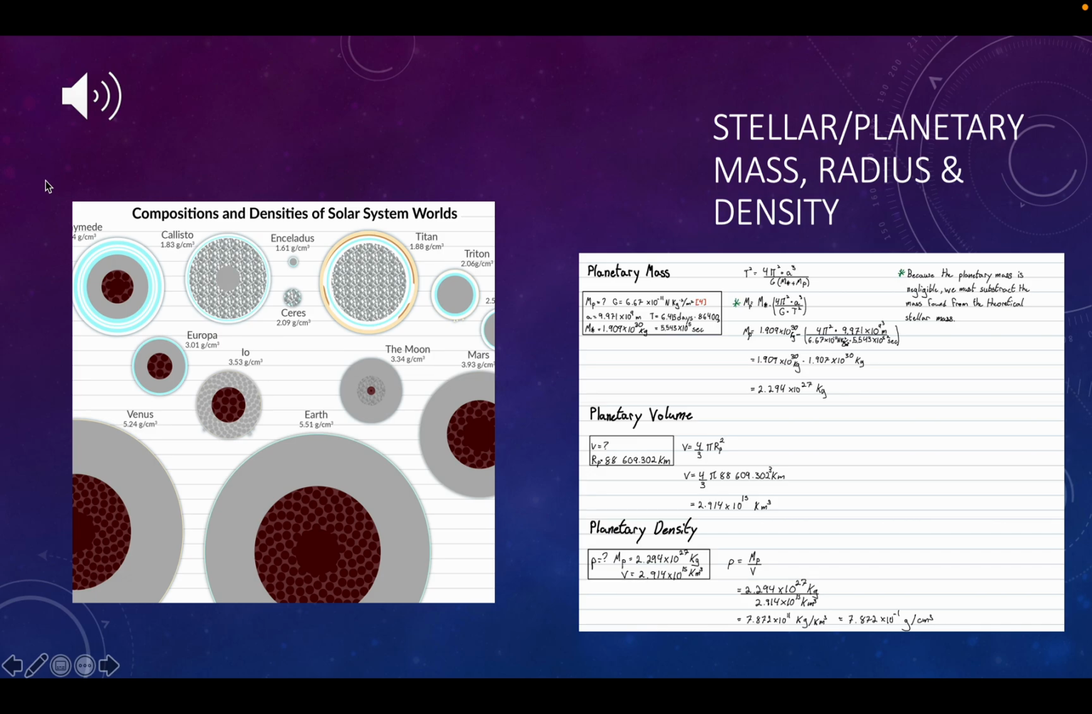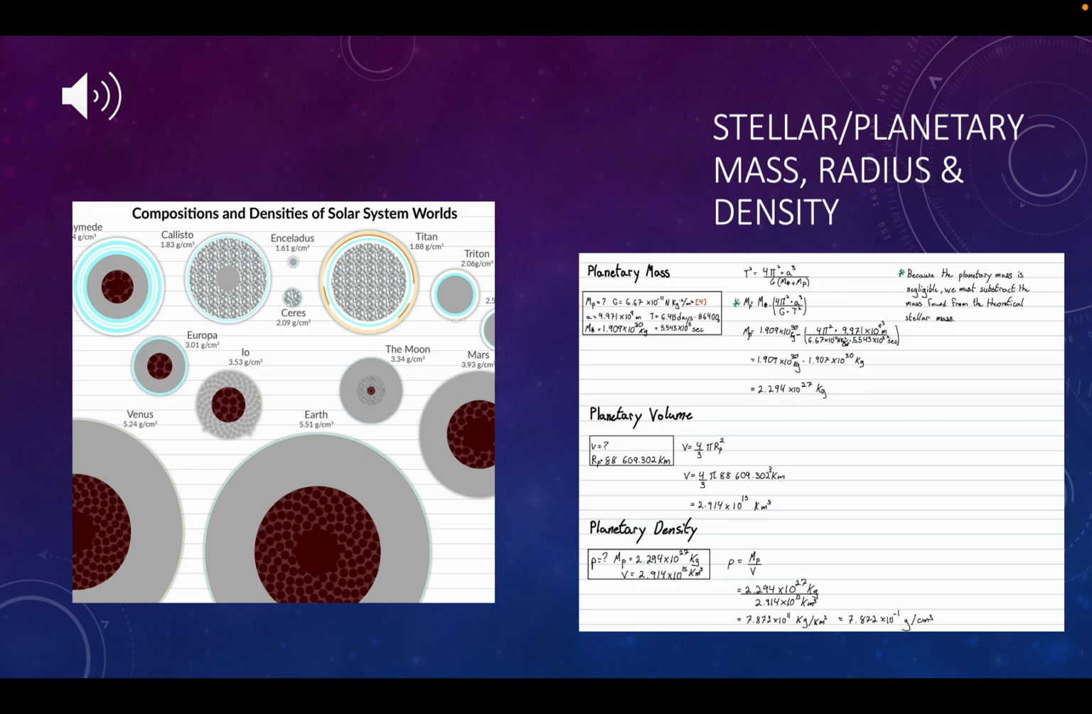These values, as we know them, are pretty straightforward. Therefore, the mass of the star is 1.909 times 10 to the 30 kilograms. Its radius is 7.005 times 10 to the 5 kilometers, while these same values for the exoplanet are respectively 2.294 times 10 to the 27 kilograms and 8.861 times 10 to the 4 kilometers.